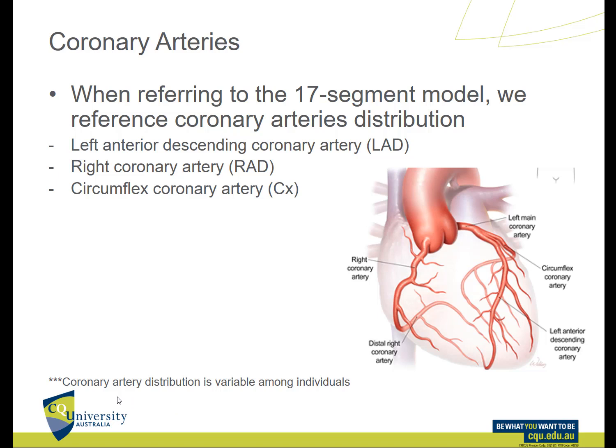We also need to remember that coronary artery distribution is variable among individuals. Not every single person has this arrangement. There are some deviations within that, but generally most people would have at least a right coronary artery, left anterior descending and circumflex.